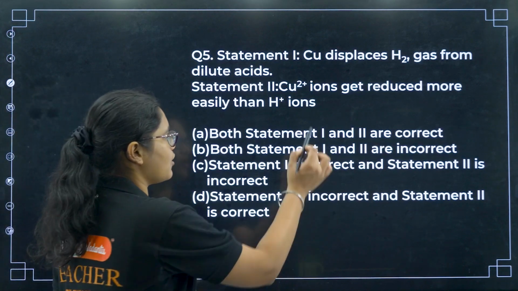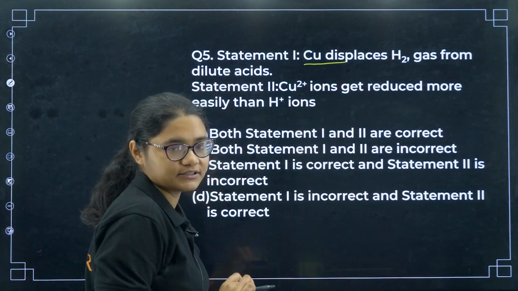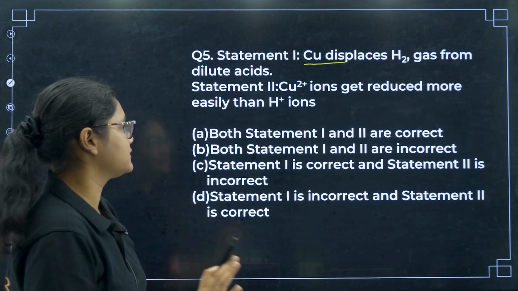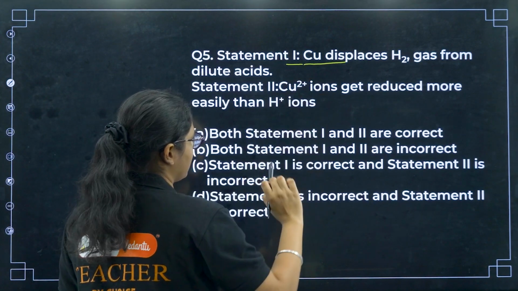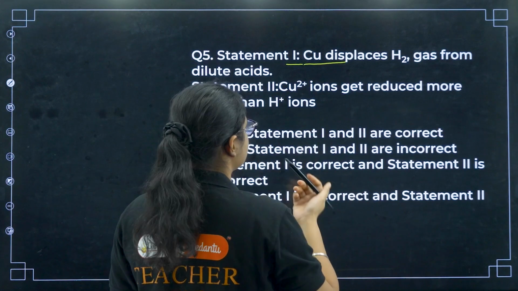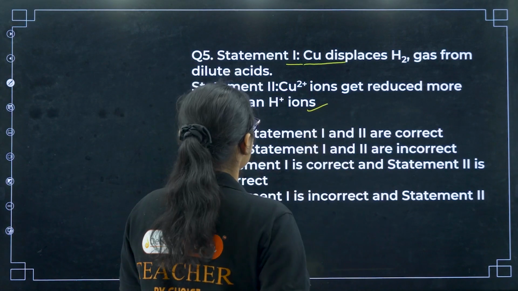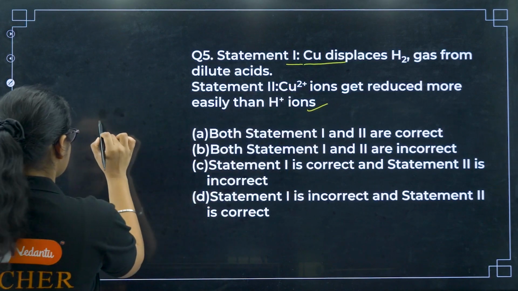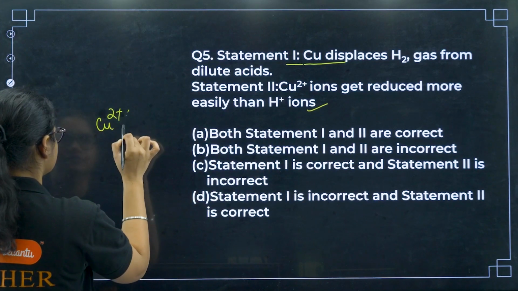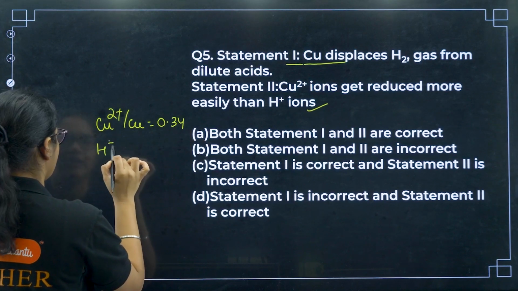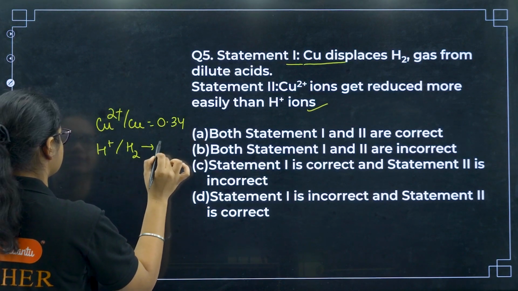Next, copper displaces hydrogen gas from dilute acid. No, we know that copper has a higher reduction potential, so copper cannot produce hydrogen gas when it reacts with an acid. So statement 1 is incorrect. Copper 2+ ions get reduced more easily than H+ ions. Yes, this statement is correct. Cu2+ to Cu reduction potential value you should remember is 0.34. H+ to H2 reduction potential is 0.